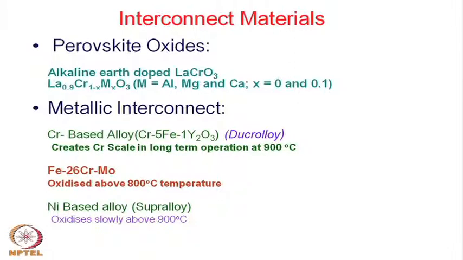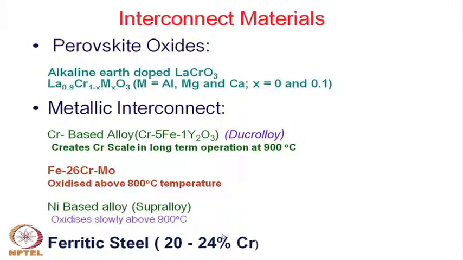the temperature of operation of the cells has also come down. Earlier the normal operating temperature was 900 degrees centigrade, now it is less than 800 degrees centigrade. So, that makes it possible to use other alloys like ferritic steel. The best material so far is actually ferritic steel.